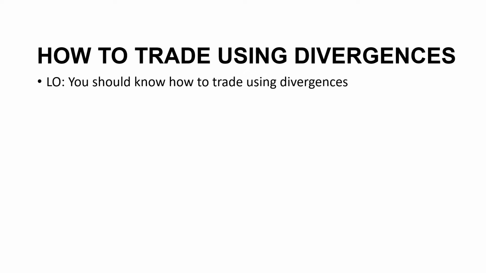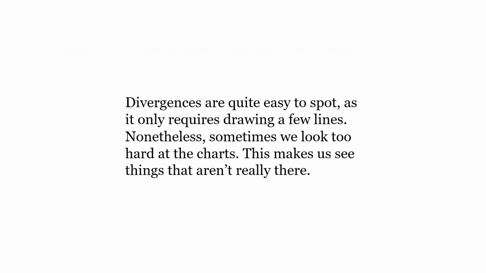In this lesson, how to trade using divergences, the learning objective is you should know how to trade using divergences. Divergences are quite easy to spot, as it only requires drawing a few lines. Nonetheless, sometimes we look too hard at the charts. This makes us see things that aren't really there.